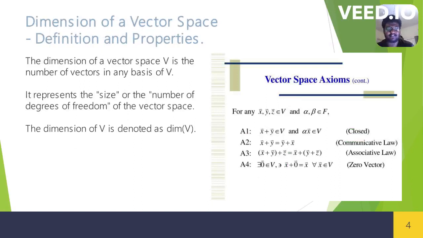Dimensions of a vector space: definition and properties. The dimension of a vector space V represents the size, or the number of degrees of freedom, of the vector space. The dimension of V is denoted as dim V. In short, it is called the dimension of V.